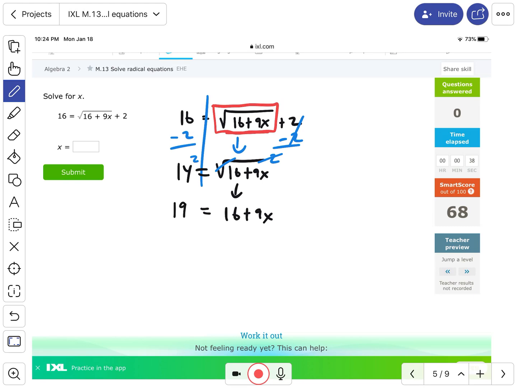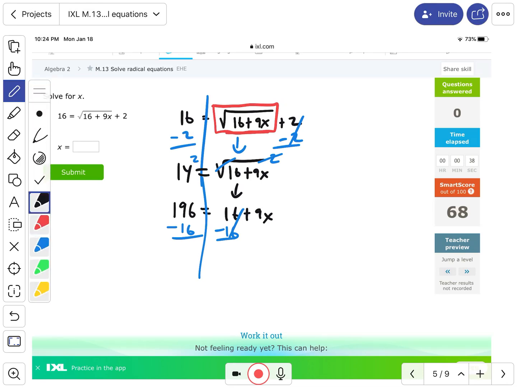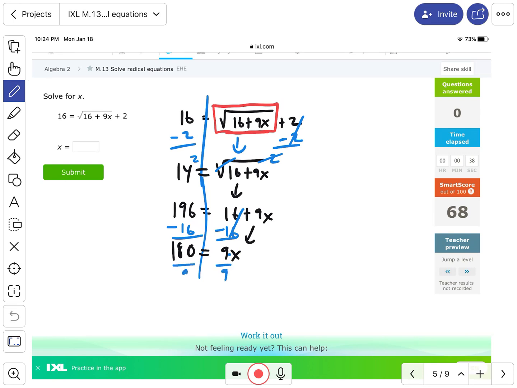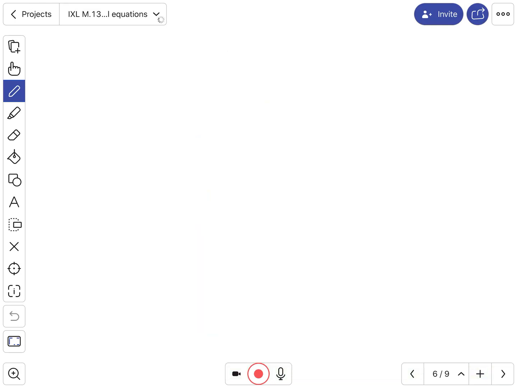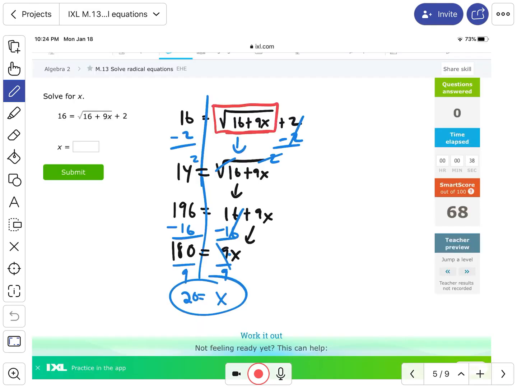And that's what, 196. Okay, and then this is going to be a two-stepper. So we got to subtract the 16 first. And then what is this? 180, and then this would be 9x, and then you would want to divide by the coefficient here, which is 9, and that's 20. Okay, so that's the first step. That's the first easy to kind of medium level difficulty.